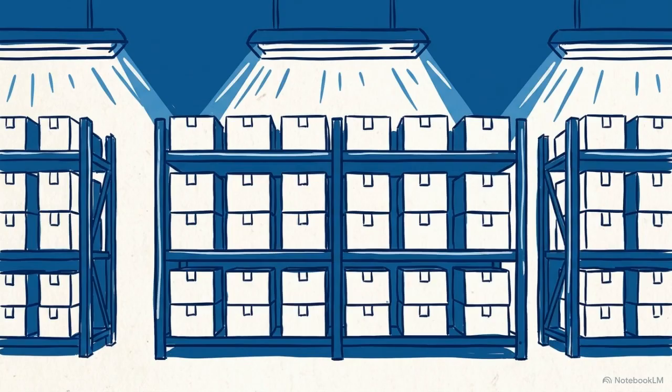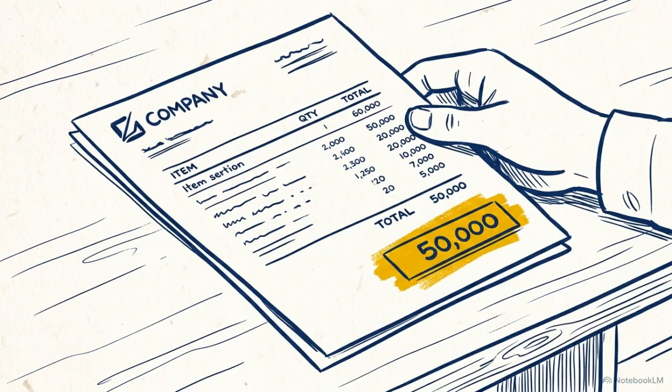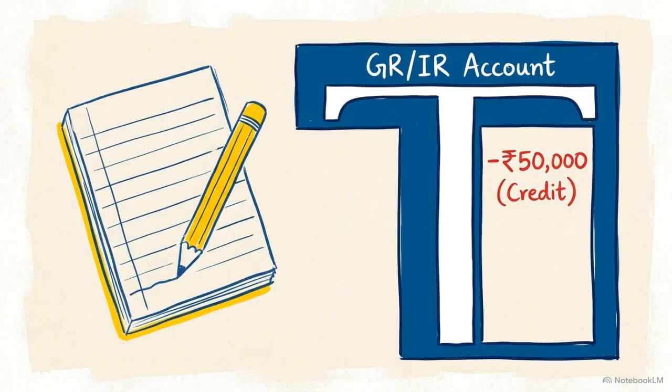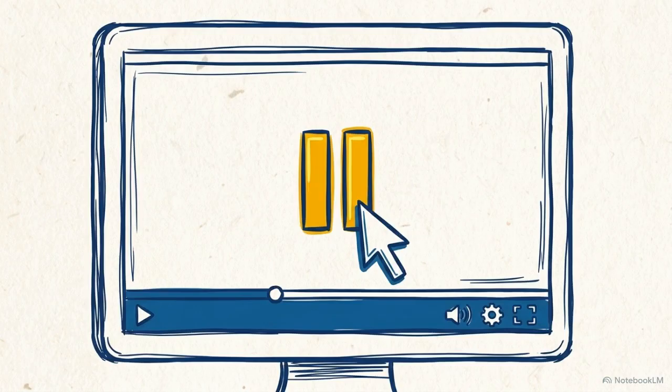Days later, the physical goods are safely on the shelves, and the vendor mails you the official invoice for 50,000 rupees. Before we enter this into the system, let's test your understanding. The GRIR account currently holds a negative 50,000 credit. Pause the video and calculate what the next debit and credit entry should be.